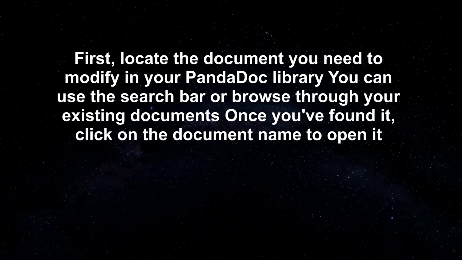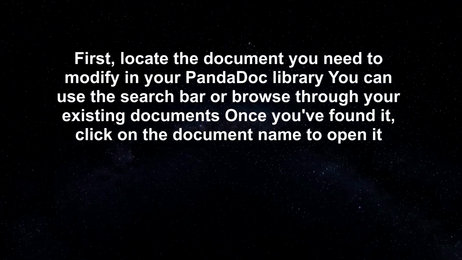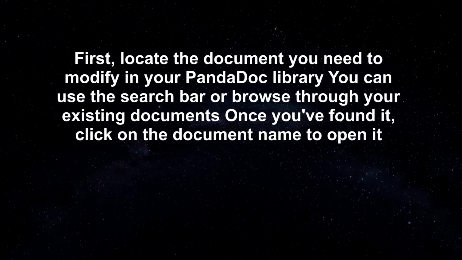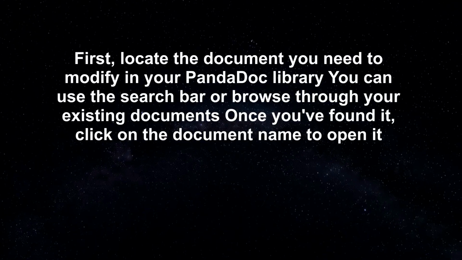First, locate the document you need to modify in your PandaDoc library. You can use the search bar or browse through your existing documents. Once you've found it, click on the document name to open it.